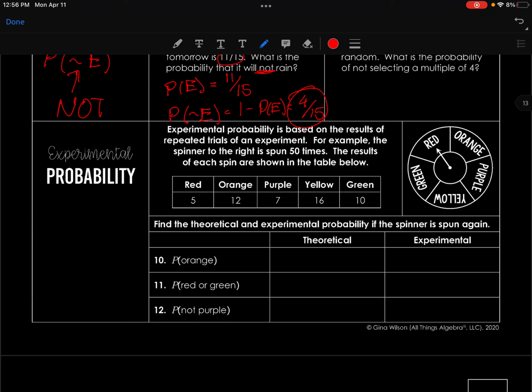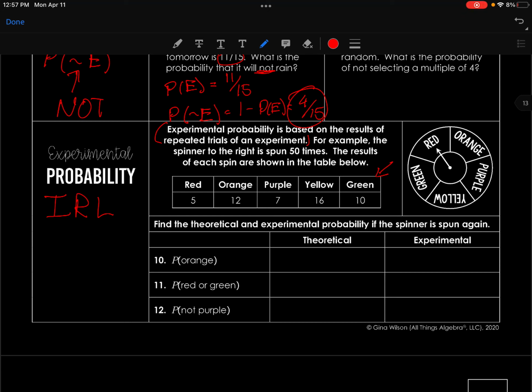Now, experimental probability. Experimental probability is based on the results of repeated trials of an experiment. So this is in real life. For example, the spinner to the right is spun about 50 times. The results of each spin are shown in the table below. This is real probability. This is what happened in real life. Find the theoretical and experimental probability if the spinner is spun again.